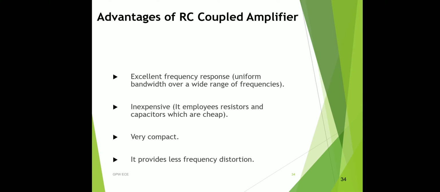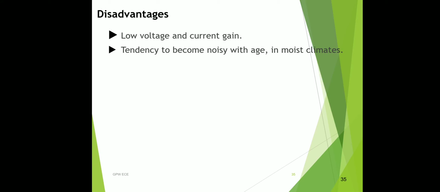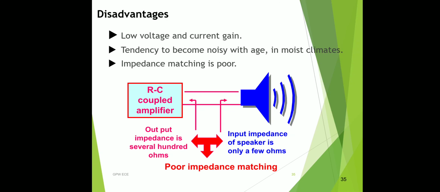What are the disadvantages of this RC coupled amplifier? It has low voltage gain and current gain, and this circuit is designed with transistors and capacitors, and there is a tendency to become noisy with age because of moisture. Noise may be produced due to the aging effect in this circuit. And the impedance matching is poor. Impedance matching is poor means that for the RC coupled amplifier the output impedance is very high. Generally it is in the several hundred ohms.